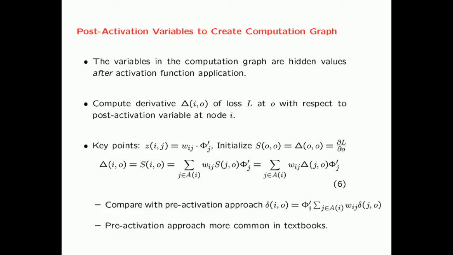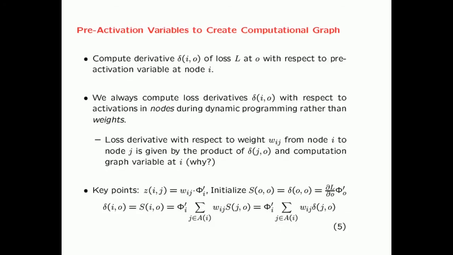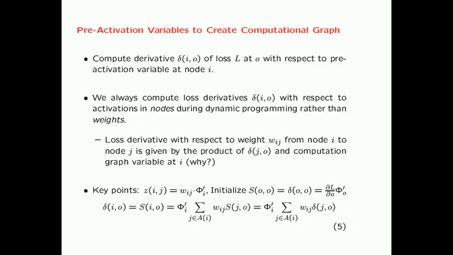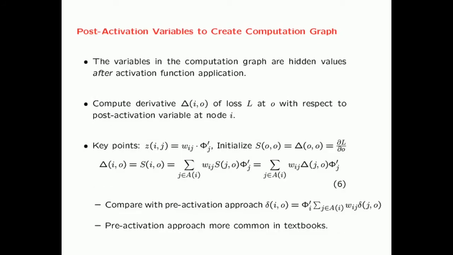Now here, the only difference is that your Zij is defined differently. Because you are using the post-activation variable, your Zij is Wij multiplied by the derivative of the activation at node j. Note that in the previous slide, Zij was Wij multiplied by the derivative at i. Here, it's Zij multiplied by the derivative at j. And similarly, the initialization is slightly different because you are using the post-activation variable. It's simply the derivative of the loss function with respect to O. Here you had the derivative multiplied by phi prime O. That's the main difference here.